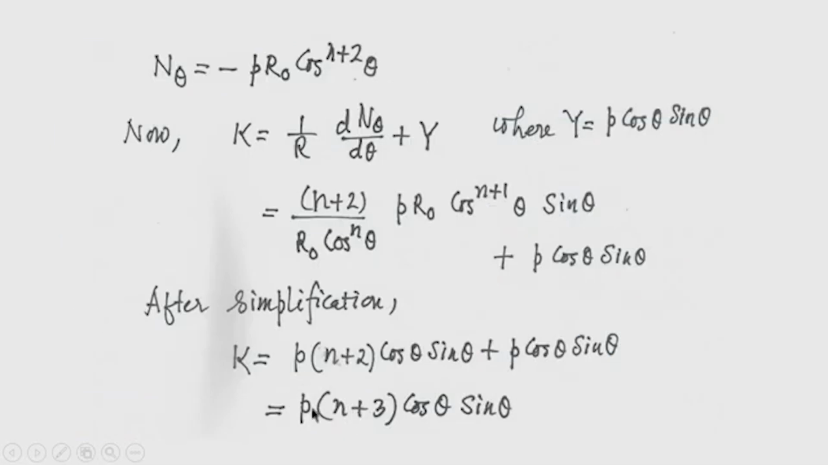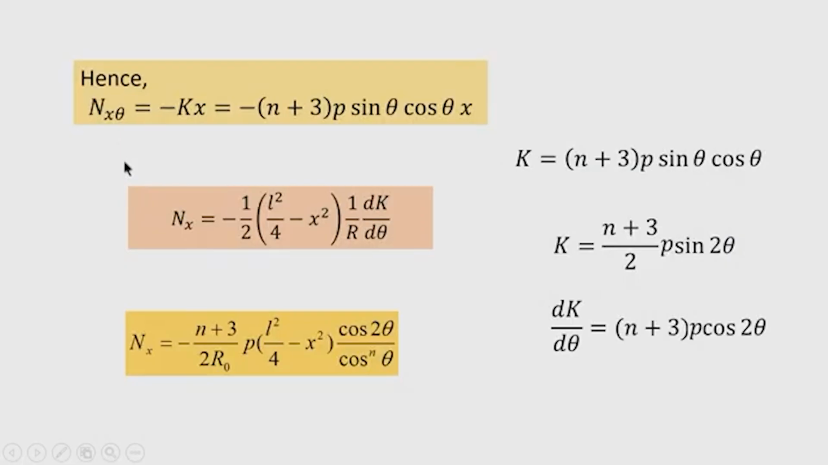So, p is the intensity of the snow load. Once you get the n x theta and dk by d theta, then other quantities can be easily found out. So, n x is nothing but minus 1 by 2 L square by 4 minus x square into 1 by r dk by d theta.